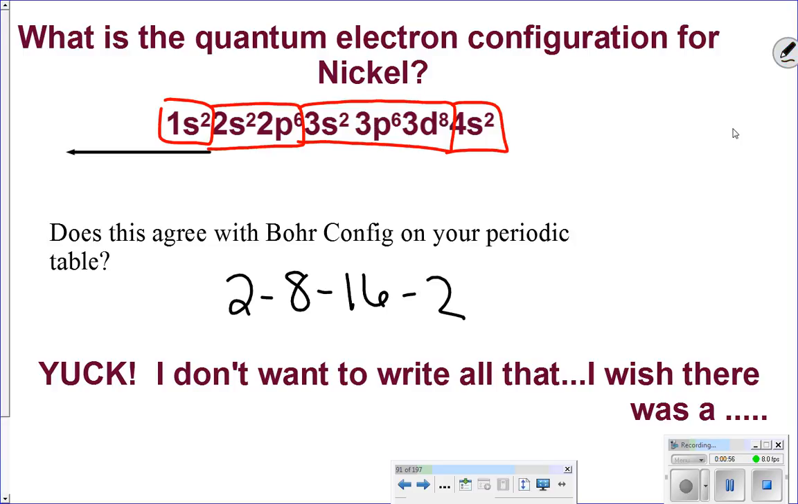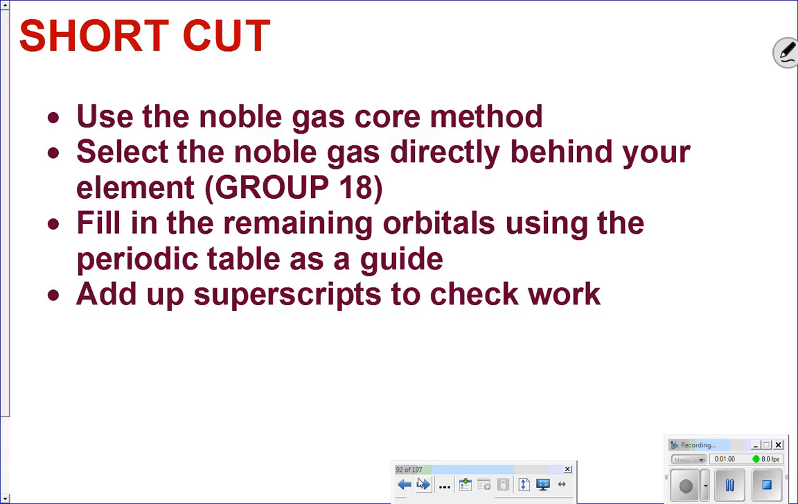If you had to write all this out, there is actually a shortcut. You can actually use the noble gas core method, this is called. You select the noble gas that is directly behind your element. So that means, if you think about this like a board game that you're progressing through by atomic number, this is going to be the preceding noble gas that you would find in group 18. Then you have to fill in the remaining orbitals using the periodic table as a guide and add up your superscripts to check your work. So you need to make sure you have enough electrons there.